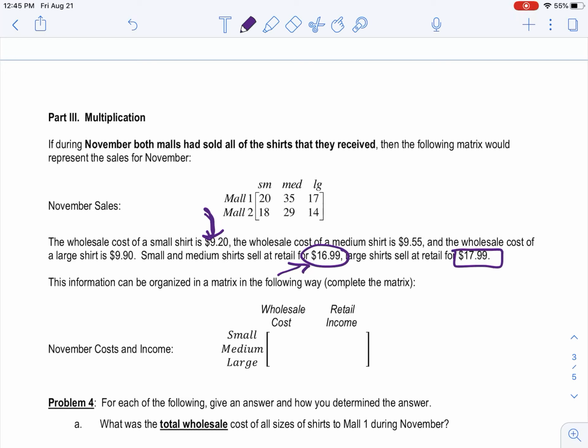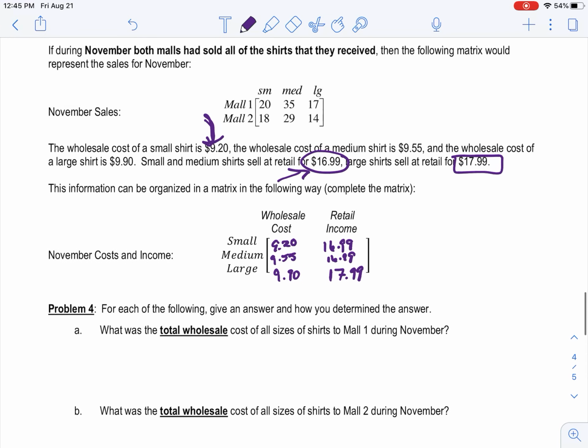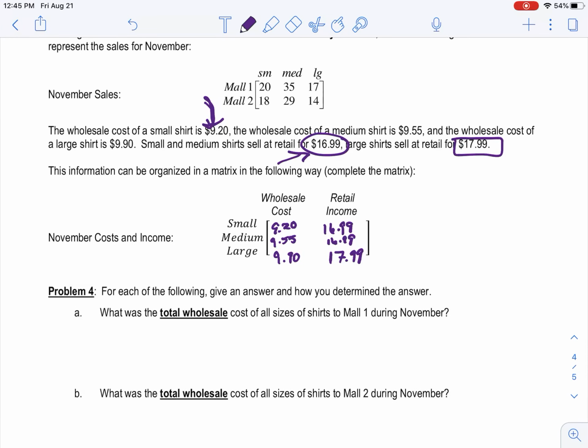This information can be arranged in a matrix in the following way. Okay, so a small shirt costs wholesale $9.20. The retail price is $16.99. A medium costs $9.55, but it still sells for $16.99. A large shirt costs us $9.90 to buy, but we're going to sell it for $17.99, so we make a little bit more money. Okay?